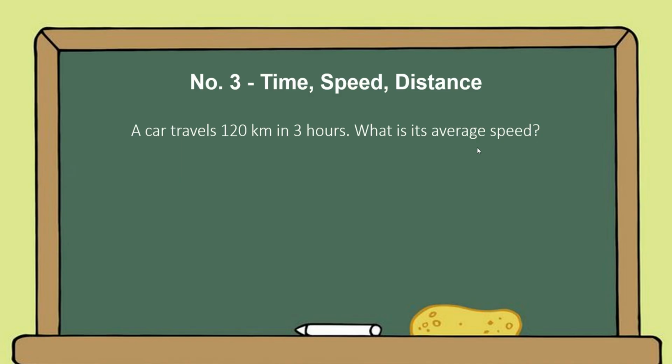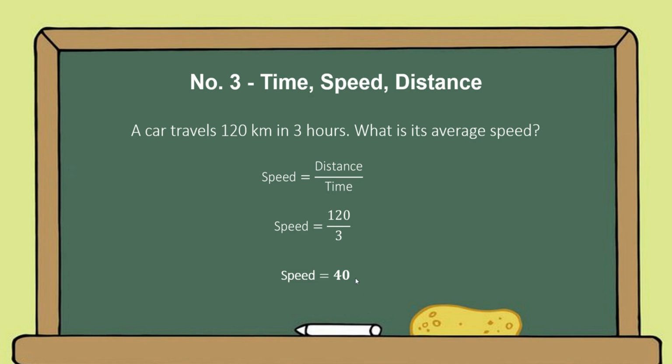To solve this, we use the basic formula for speed, which is distance divided by time. This formula means that to find the speed of an object, we divide the total distance traveled by the total time taken to cover that distance. From the problem, the distance is 120 kilometers and the time is 3 hours. Now we simply substitute these values into the formula. Next, we perform the division. When we divide 120 by 3, we get 40.